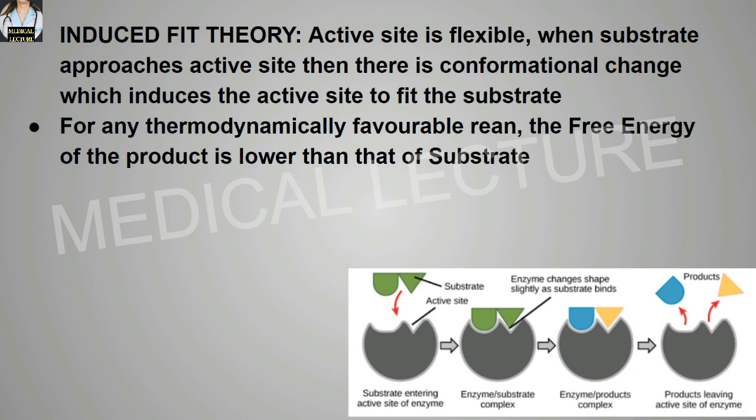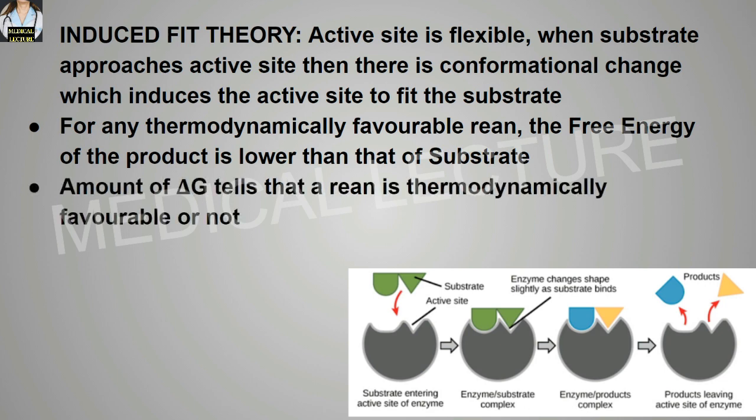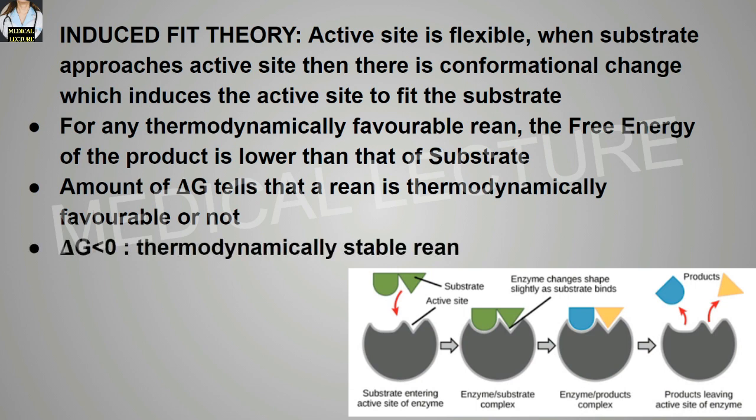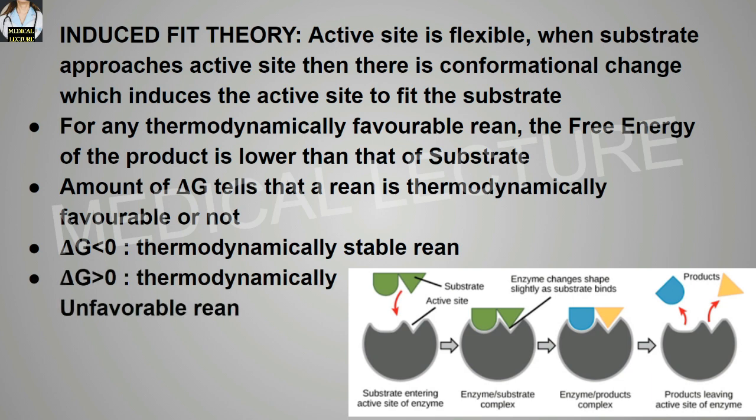For any thermodynamically favorable reaction, the free energy of the product is lower than that of the substrate. The amount of Gibbs free energy tells whether a reaction is thermodynamically favorable or not. If the Gibbs free energy is less than 0, that is negative, then the reaction is thermodynamically favorable. If the Gibbs free energy is positive, more than 0, then the reaction is thermodynamically unfavorable, or unstable. And if the Gibbs free energy is equal to 0, then the reaction is in equilibrium.